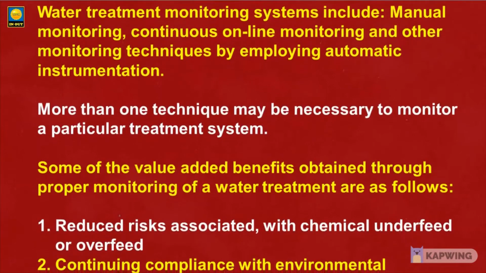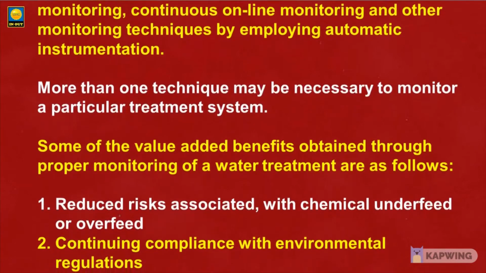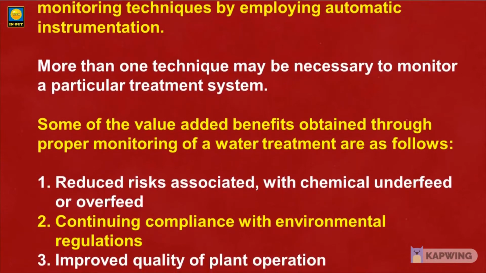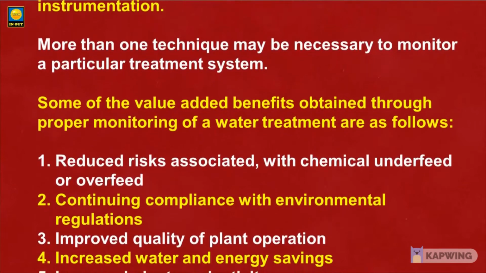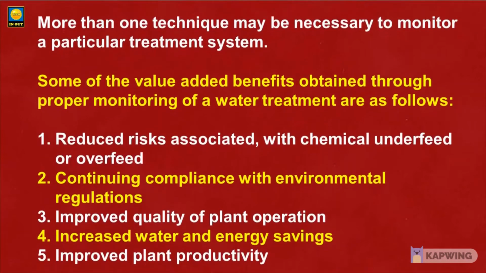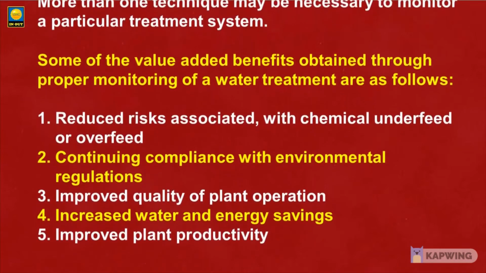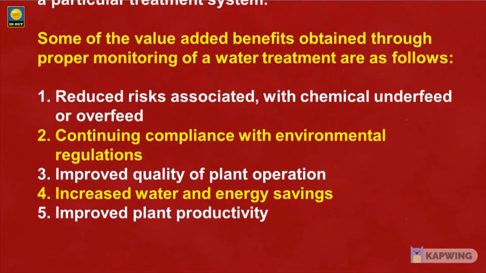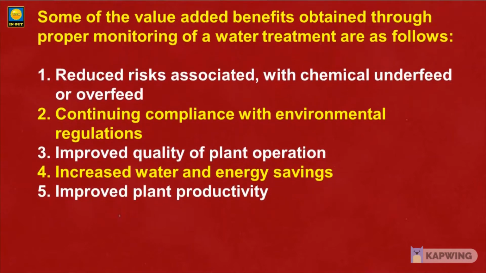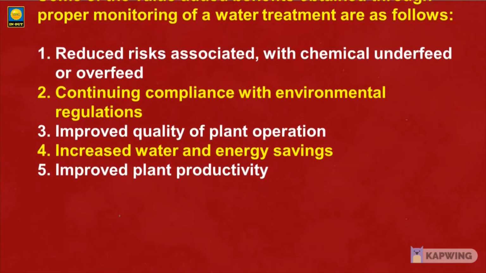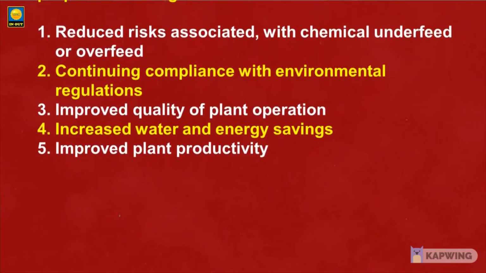Number 1. Reduced risks associated with chemical underfeed or overfeed. Number 2. Continuing compliance with environmental regulations. Number 3. Improved quality of plant operation. Number 4. Increased water and energy savings. Number 5. Improved plant productivity.